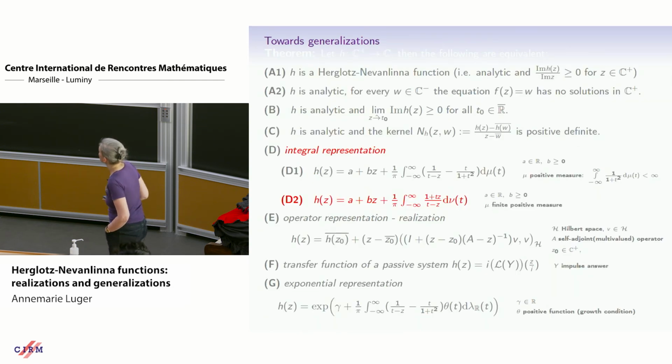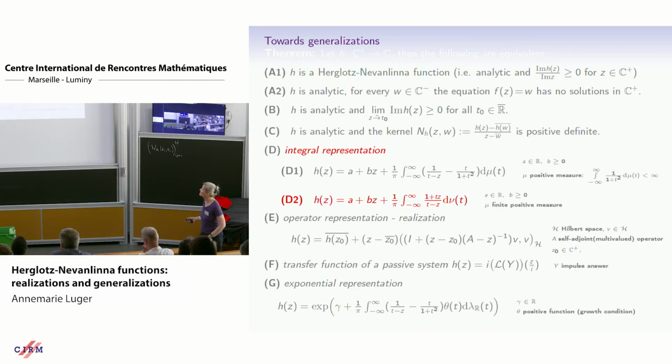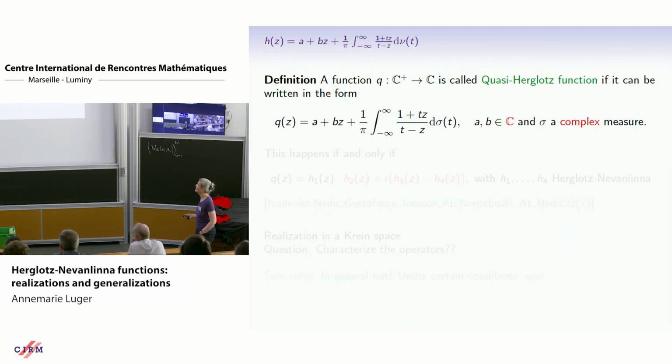Okay, let's go back to our big theorem. Let's look at the integral representation. So in the integral representation, we have these parameters a, b, and the measure. What can we do there? We can define a quasi-Herglotz function. It's a function of the same type, looks exactly the same, but the parameters have different properties. The a and the b are allowed to be complex, and the measure is allowed to be a complex measure, which implies that this is a finite measure, and that's why I needed to write the representation in this way.